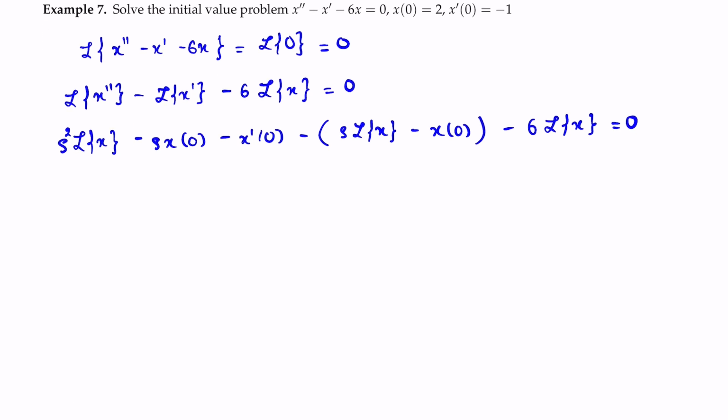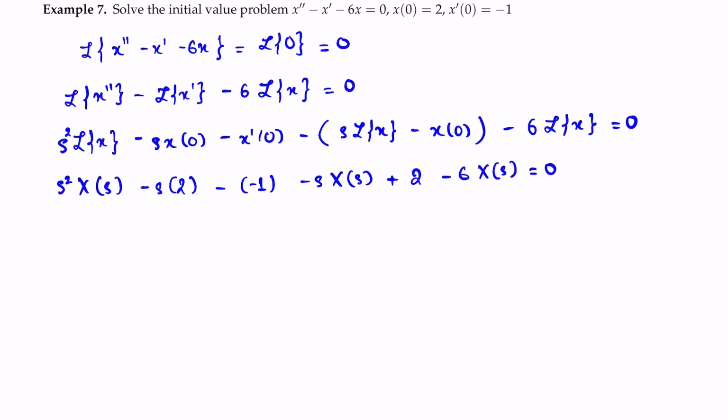So instead of writing Laplace transform of x, we're going to write capital X of s, and then substitute the values of the initial conditions. So x of 0 equal to 2 and x prime of 0 is equal to negative 1. So here you have s squared times capital X of s minus s times x of 0, which is 2, minus x prime of 0, which is negative 1, minus s times capital X of s minus x of 0, which is 2, minus 6 times capital X of s equal to 0.